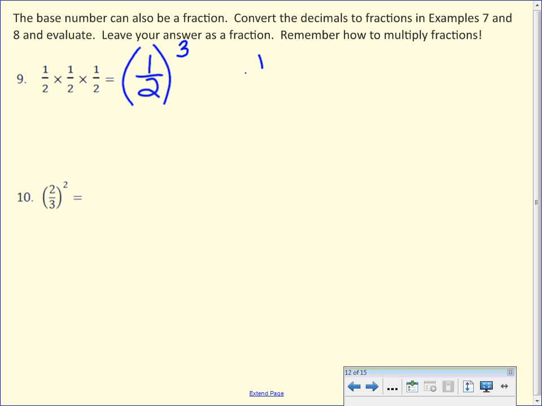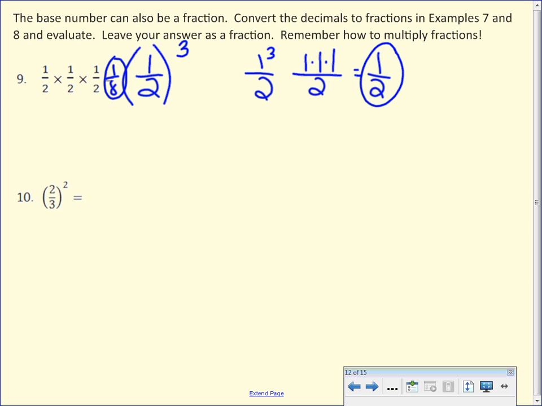Because if I did this, 1/2 cubed, that's 1 times 1 times 1 over 2. So what's 1 times 1 times 1? And then 2. But here, what's 1/2 times 1/2 times 1/2? 1 times 1 times 1 is 1. 2 times 2 is 4, times 2 is 8. I have different products here, don't I? So that's why your parentheses are very important. Who knew how important parentheses were in math?